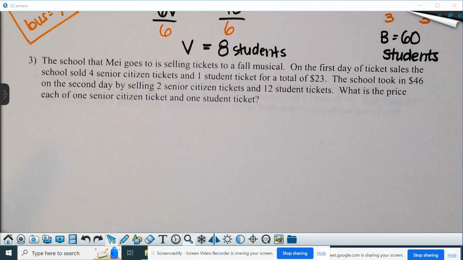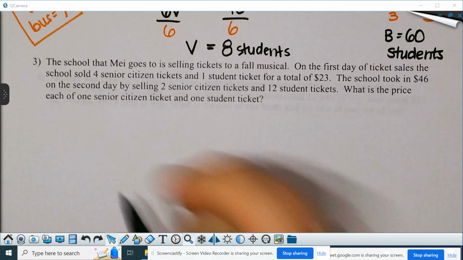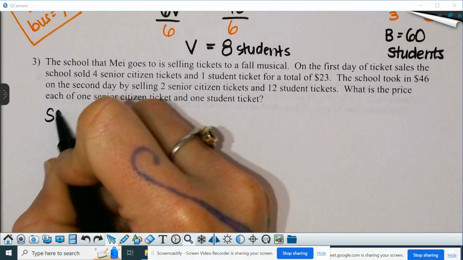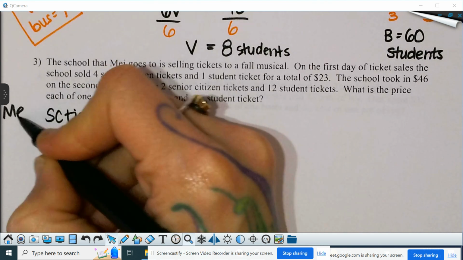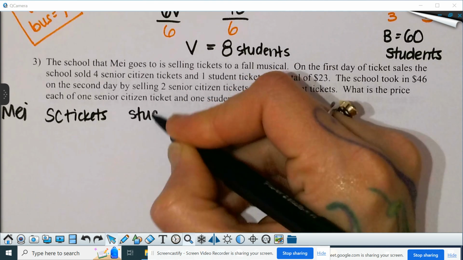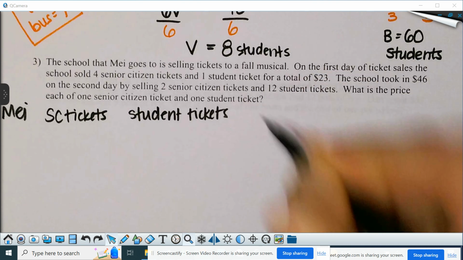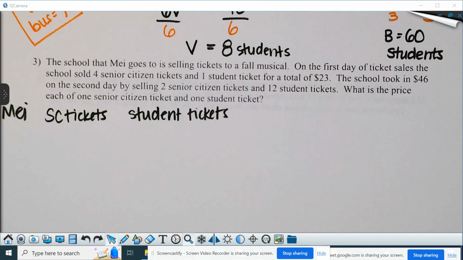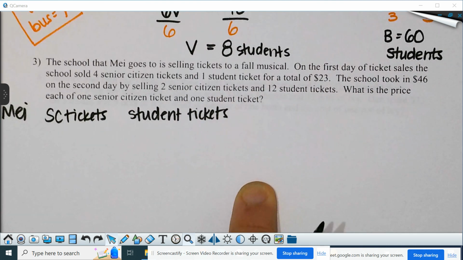So they're selling tickets. They're selling two types. So senior citizen tickets, and then we have May, and then we also have student tickets. The school took in $46 on the second day by selling, so it's first day versus second day, senior citizen and student tickets. What is the price of one senior citizen ticket and one student ticket?